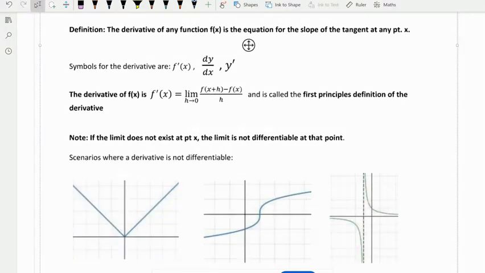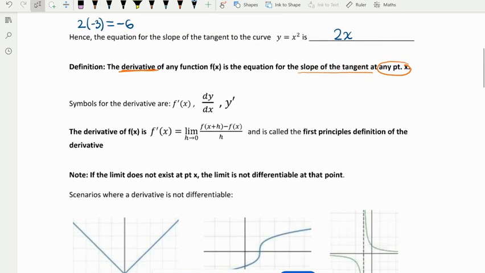So definition here. The derivative of any function f of x is the equation for the slope of the tangent at any point. Okay, that's important. So the derivative is the slope of the tangent for any point of x. Not just a specific point, but just any point of x. That's why you have this formula or equation.